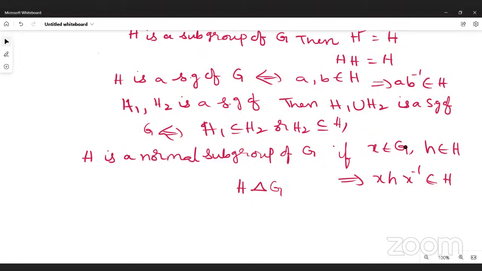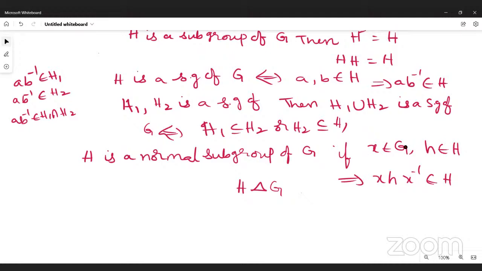And see here, the intersection of subgroups is always a subgroup. Why is the intersection of subgroups always a subgroup? Whenever H1 is a subgroup, we have a b inverse belongs to H1. And H2 is a subgroup, meaning a b inverse belongs to H2. Then you have a b inverse belongs to H1 intersection H2. So H1 intersection H2 is a subgroup of G.